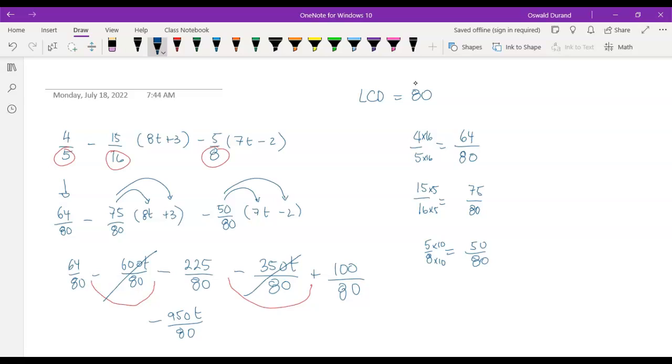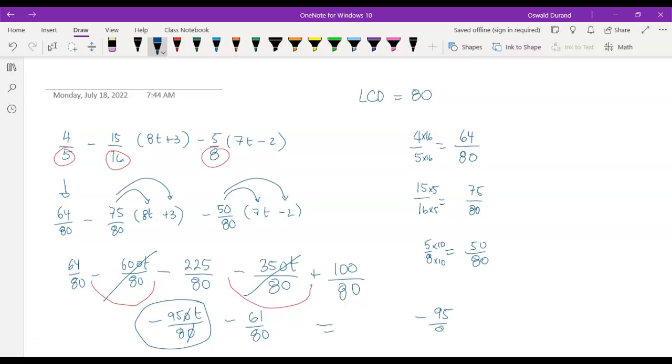And now what I have to do is just the regular fraction. And so what do I have here? 64 minus 225 plus 100. That's negative 61 over 80. Okay, so obviously this one here you can simplify because you can divide top and bottom by 10. So divide this by 10, the zeros cancel out, and you should get negative 95 over 8.